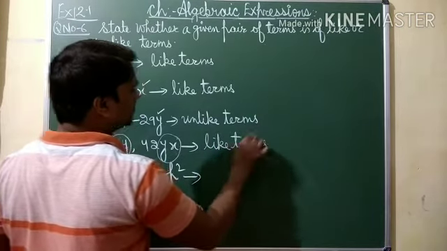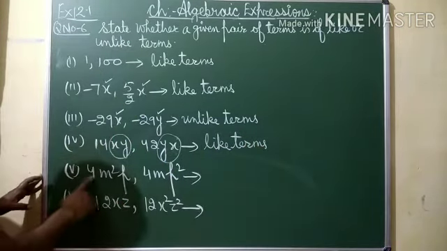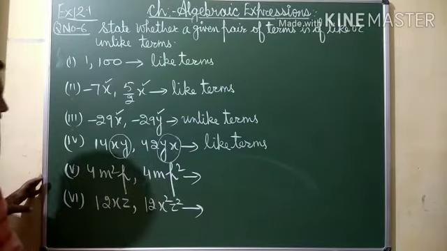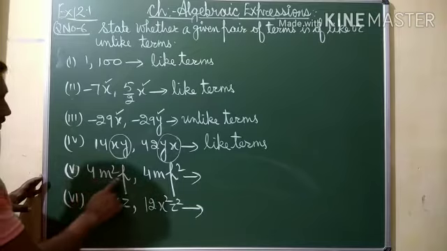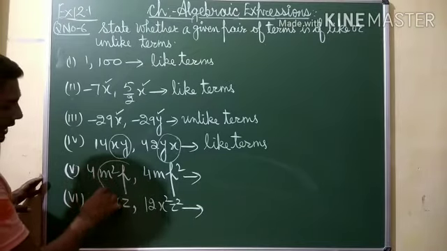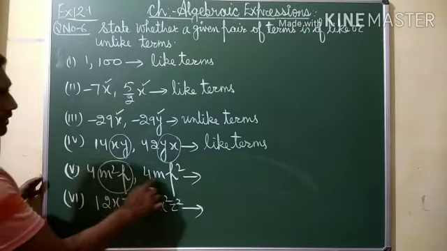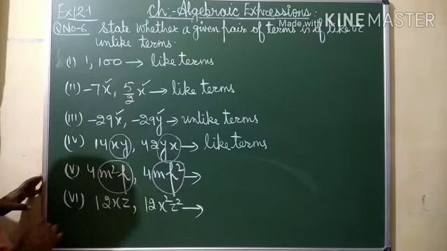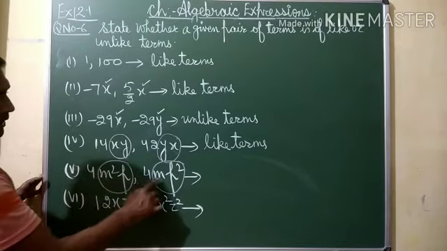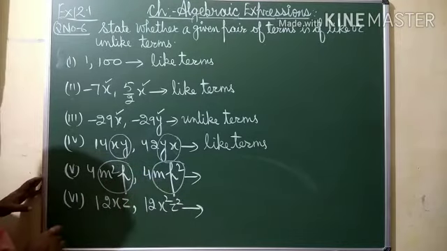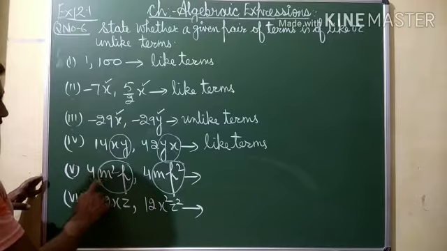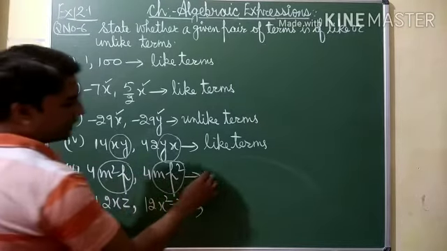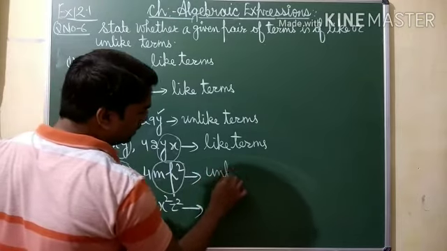Next, fifth part, 4m square p, comma 4m p square. Since 4m square p has algebraic factor m square p and 4m p square has algebraic factor m p square, and m square p and m p square are not equal, therefore 4m square p and 4m p square is a pair of unlike terms.